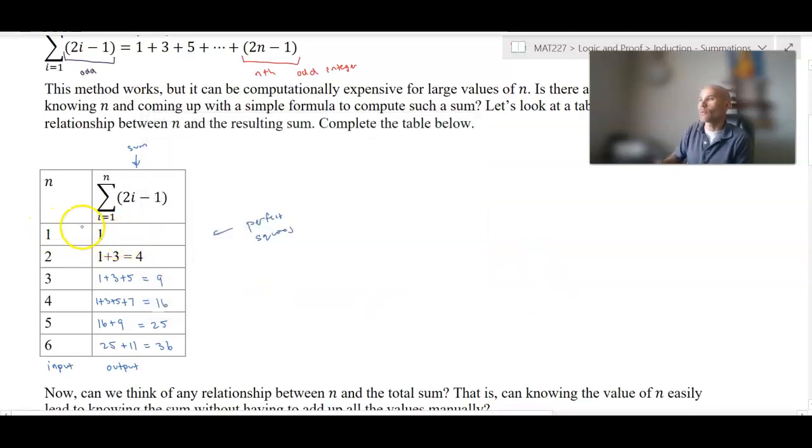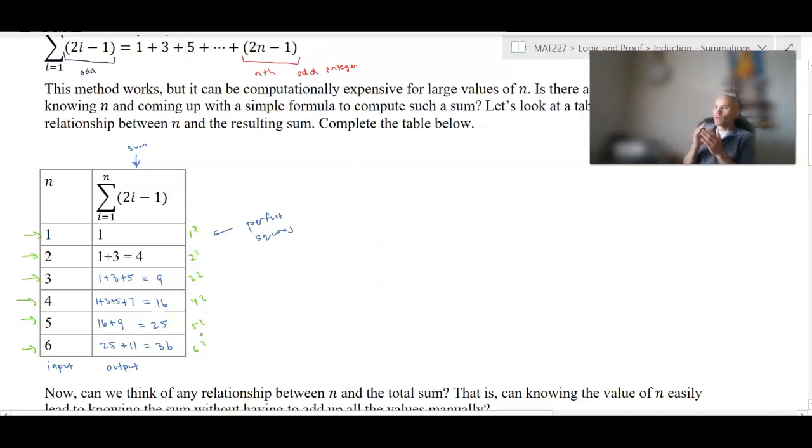In fact, 1, as it relates to the value of n, is just 1 squared. 4, as it relates to the value of n, is just 2 squared. 9 happens to also be 3 squared. 16 happens to be 4 squared, and so on. 5 squared and 6 squared.